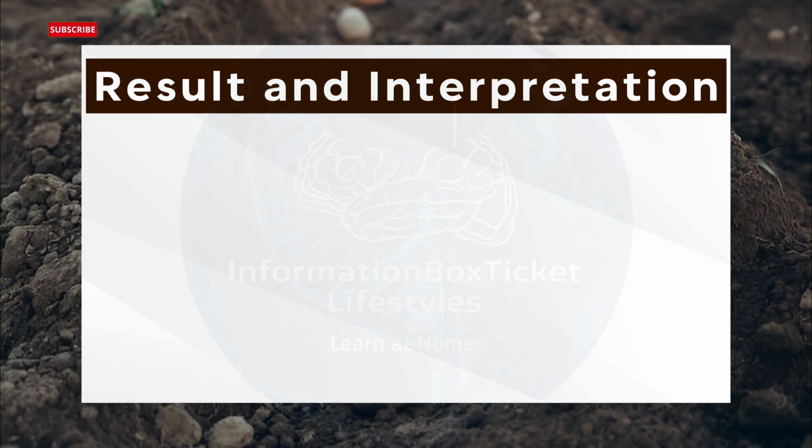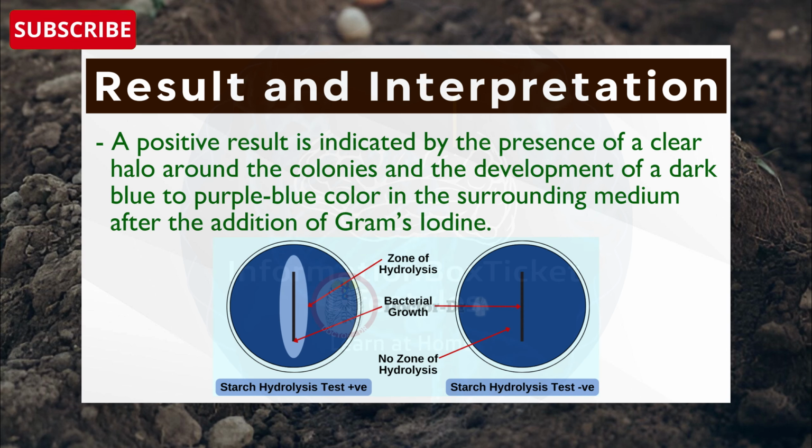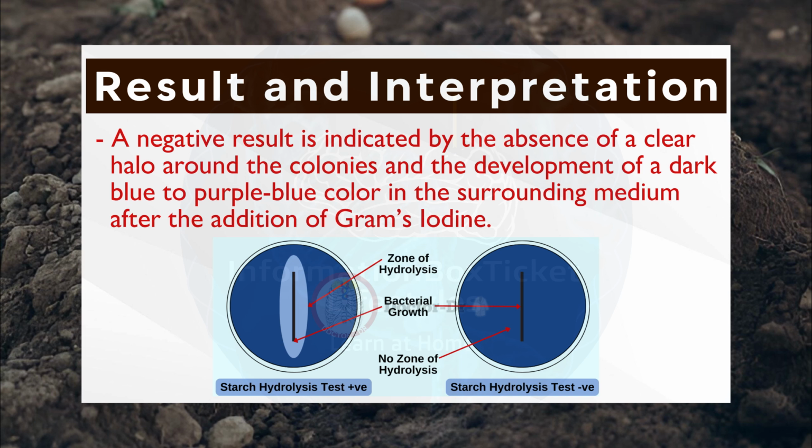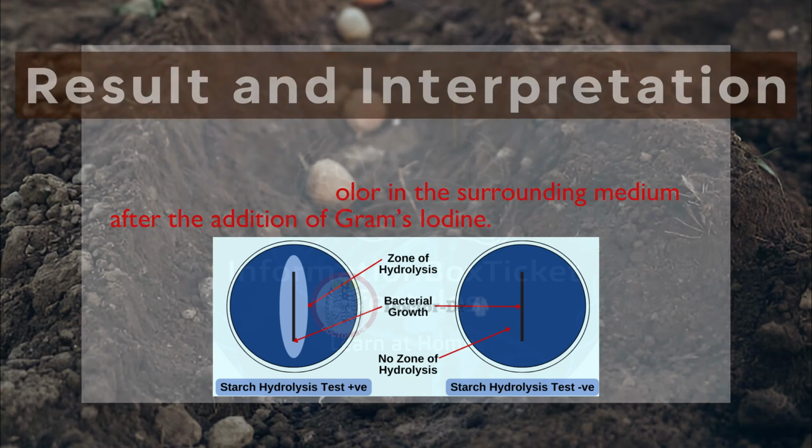Result and interpretation of starch hydrolysis test. A positive result is indicated by the presence of a clear halo around the colonies and the development of a dark blue to purple-blue color in the surrounding medium after the addition of Gram's iodine. A negative result is indicated by the absence of a clear halo around the colonies and the development of a dark blue to purple-blue color in the surrounding medium after the addition of Gram's iodine.